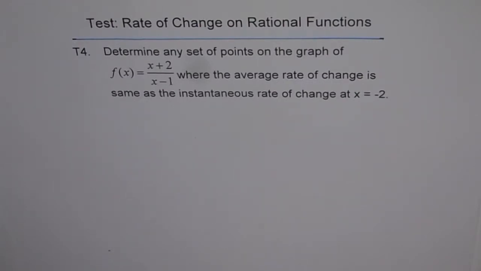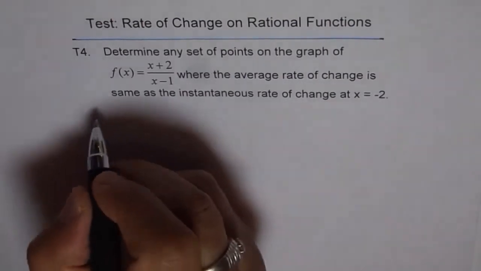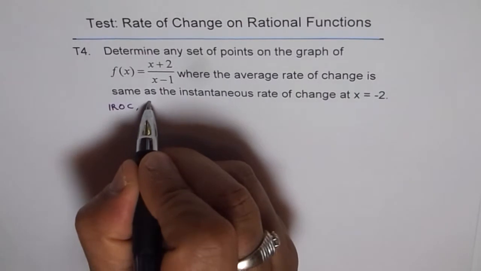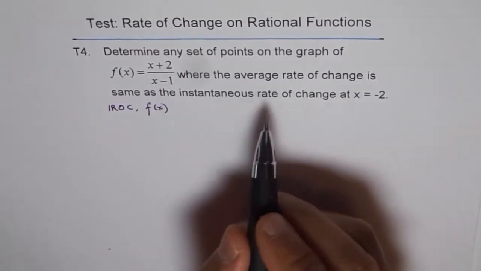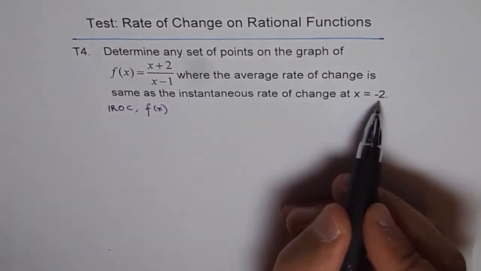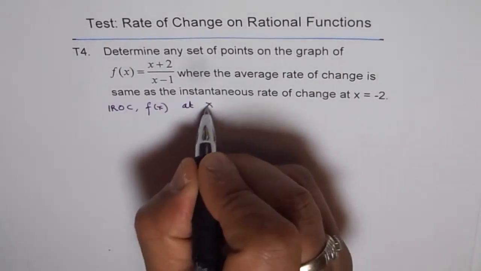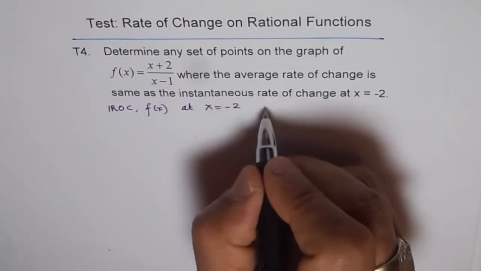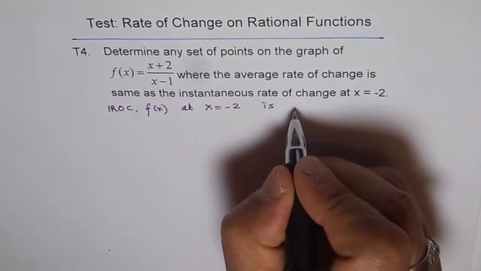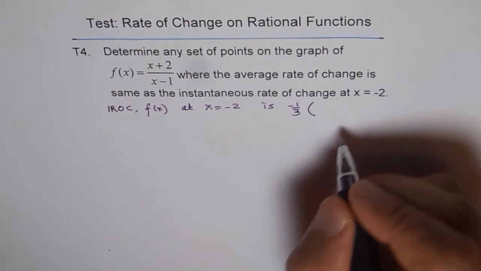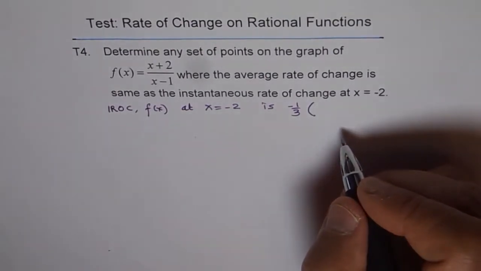Now here we are going to use a couple of things from our previous videos. One is the instantaneous rate of change for f(x) at x = -2, which happens to be its x-intercept. That is -1/3. And that is our result from T3.